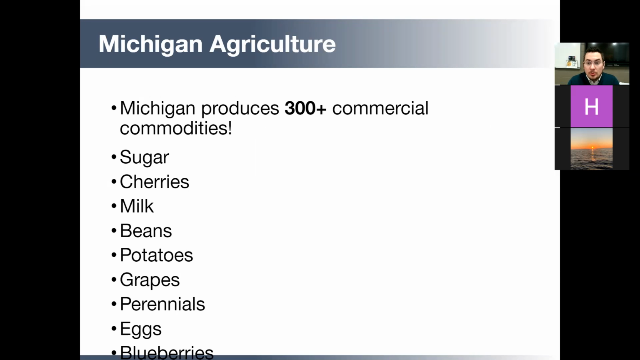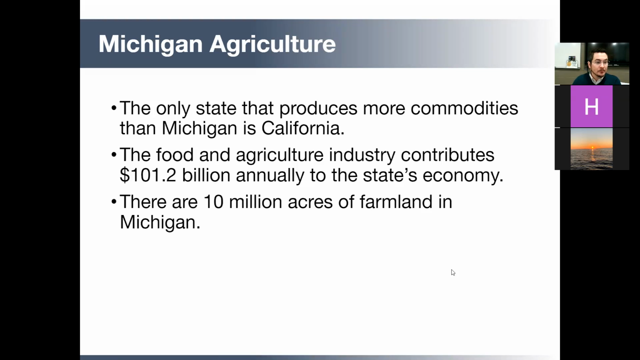Michigan is a major producer of a lot of different commodities, from everything from sugar and cherries to eggs and blueberries to plants and flowers. We grow an awful lot of stuff here, and it's because of our unique environment, because we're surrounded by the lakes here. So the only state that produces more commodities than Michigan is California. So we are second in the country in terms of the types of commodities that we produce here in Michigan.